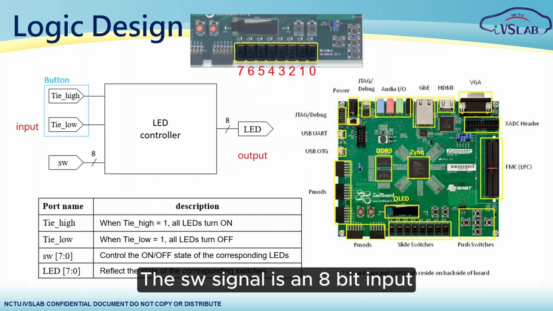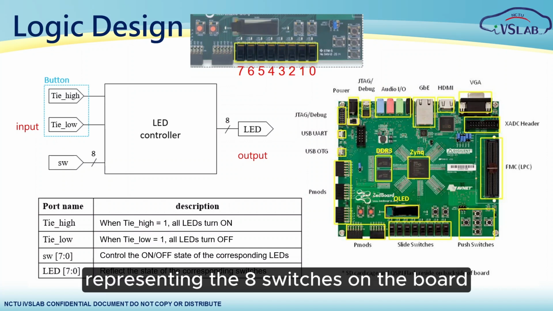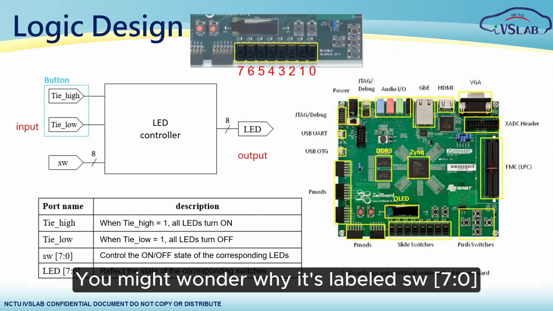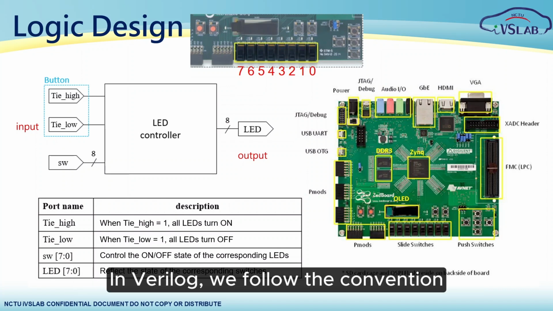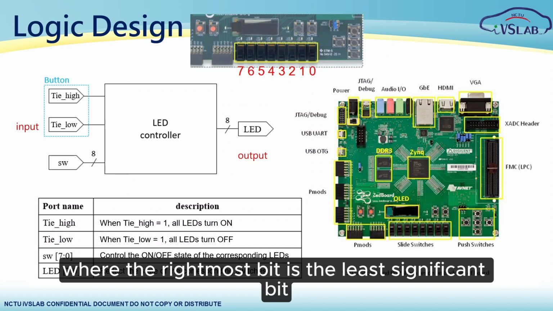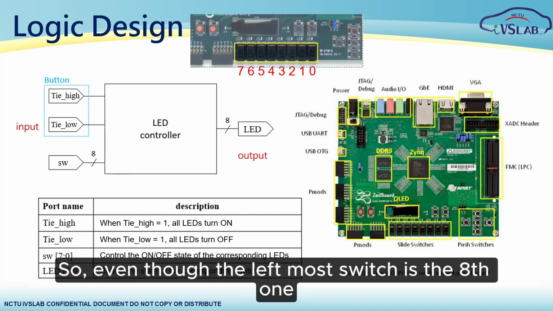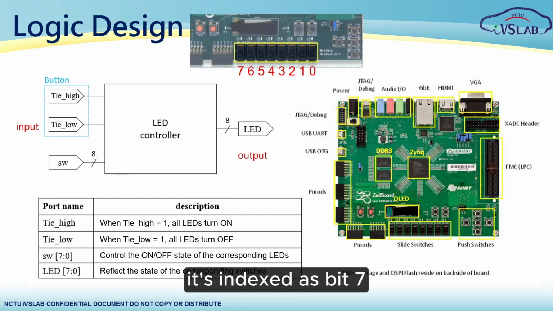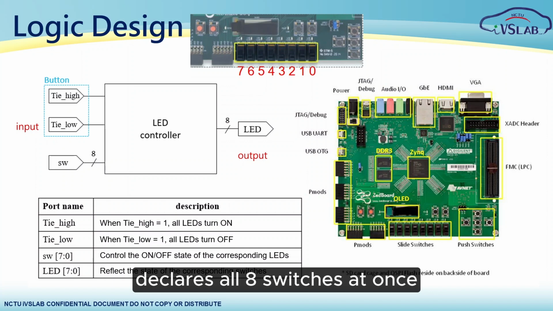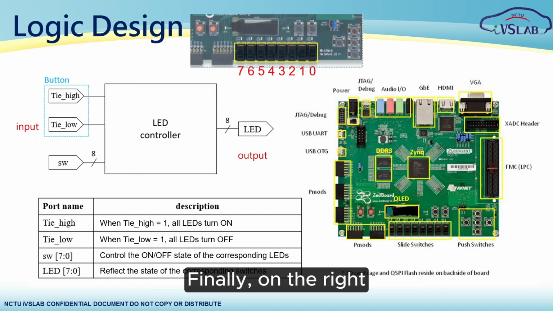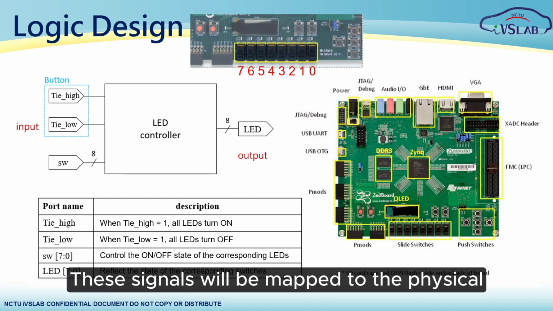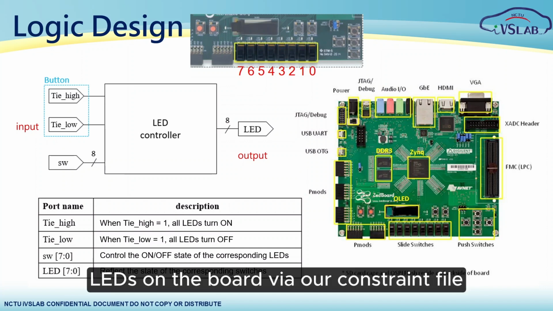The switch signal is an 8-bit input representing the 8 switches on the board. You might wonder why it's labeled SW7 to 0. In Verilog, we follow the convention where the rightmost bit is the least significant bit, or bit 0. So, even though the leftmost switch is the 8th one, it's indexed as bit 7. This notation effectively declares all 8 switches at once. Finally, on the right, we see the LED output. These signals will be mapped to the physical LEDs on the board via our constraint file.